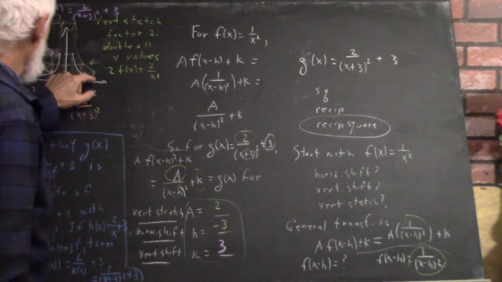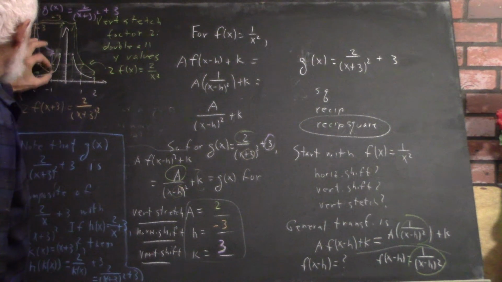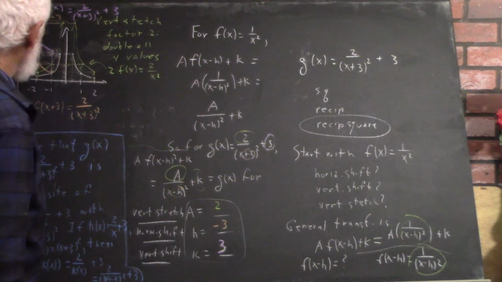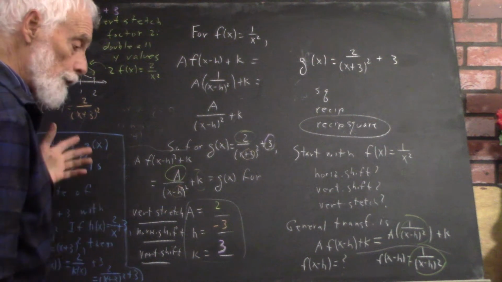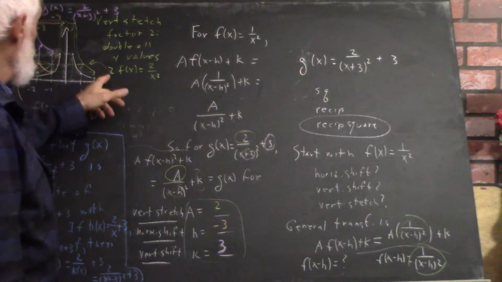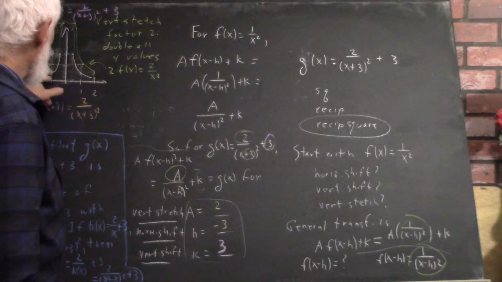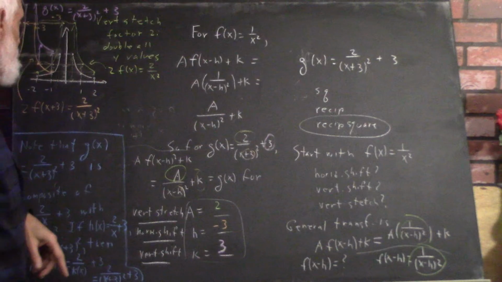And we do the same thing for this point and this point here and this point here and this point here, giving us these green dots and this green curve. And that curve represents 2 f of x. Okay, this is f of x. That's our basic reciprocal function.